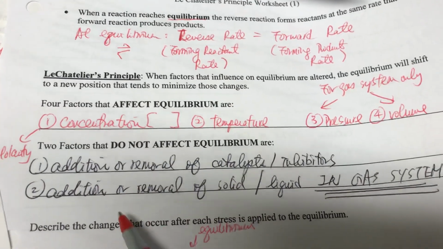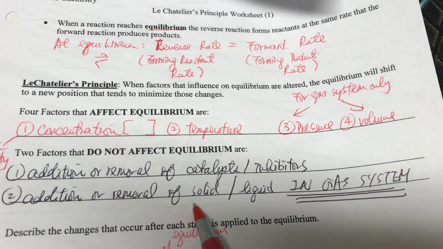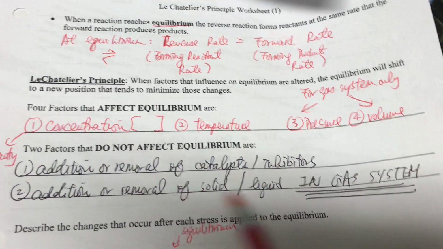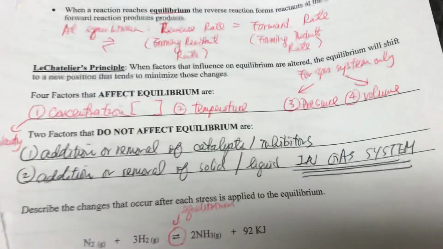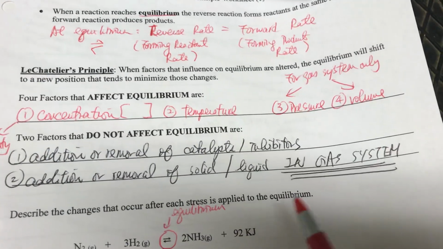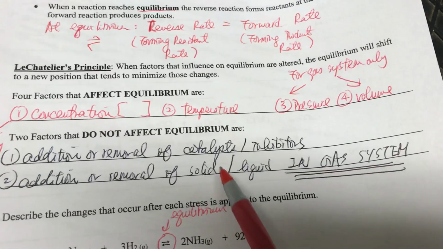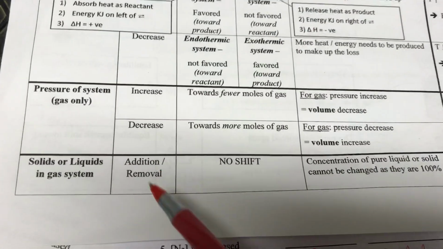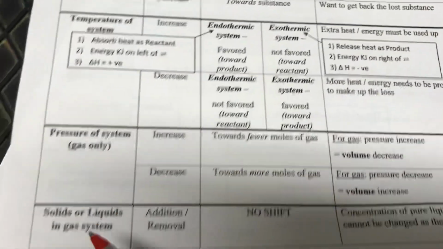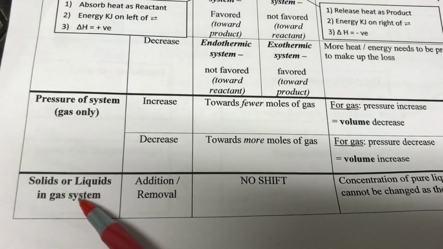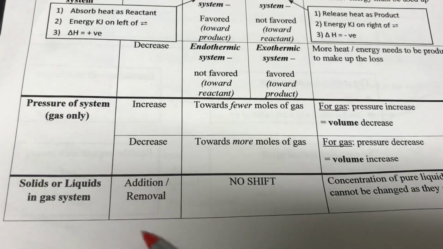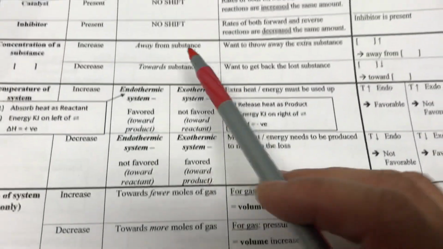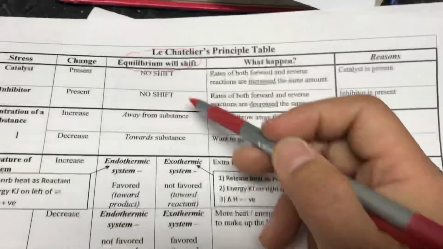Another factor that will not affect the equilibrium is, when I have a gas system, adding or removing any solid or liquid. There will be no change because I'm in a gas system. A gas system means that in the equation, I will see some gases. So if I add solid or liquid, there will be no shift in the equilibrium. All right, so let me talk about the first part, which is the solid or liquid on the bottom of the principle table. My paper is white, but your paper should be green. If I have a gas system, that means in my equation I have gas. Any addition or removal of solid and liquid will be no shift in equilibrium.